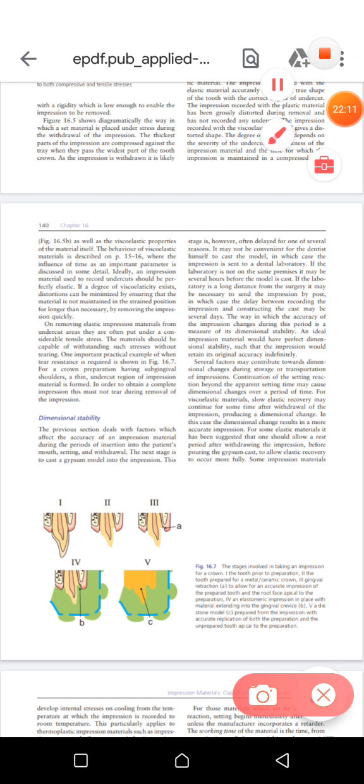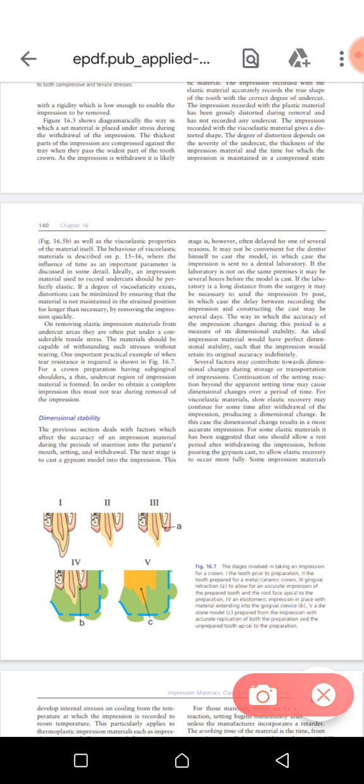And then come to the several factors. Okay, these are the important factors, the four main important factors. Several factors contribute towards dimensional changes during storage or transportation of impressions. Continuation of setting reaction beyond the apparent setting time may cause dimensional changes over a period of time.